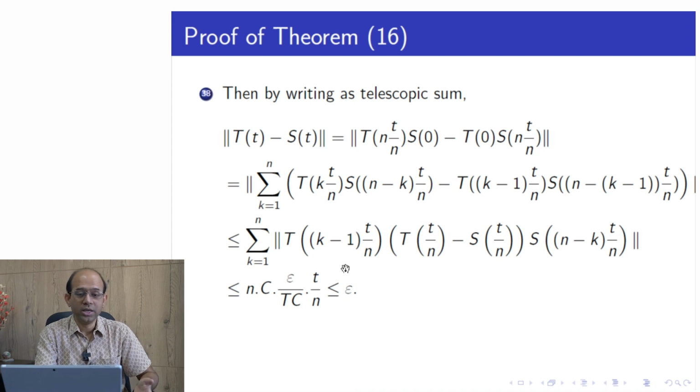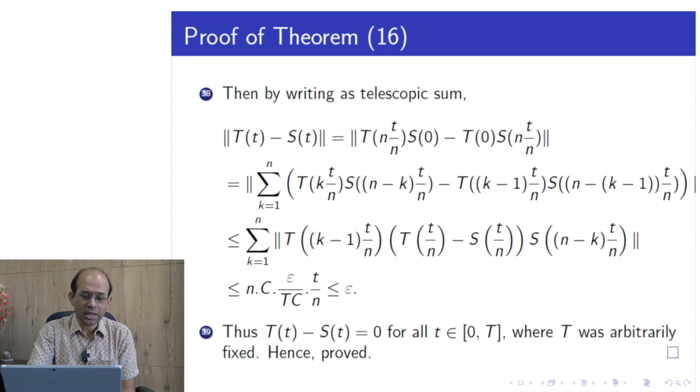So what does it mean? It means that capital T of t is equal to S of t, right? This difference, this norm, is actually 0. It is less than or equal to any given arbitrary positive number, so this norm is 0. So what have we achieved? We have achieved that capital T of t minus S of t is equal to 0 for all small t between 0 and capital T.